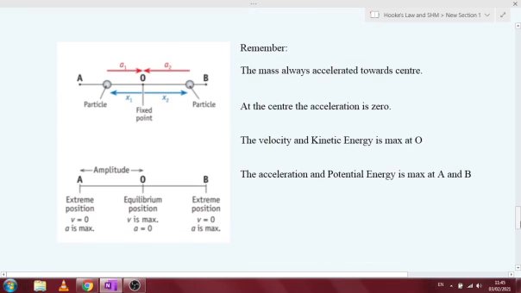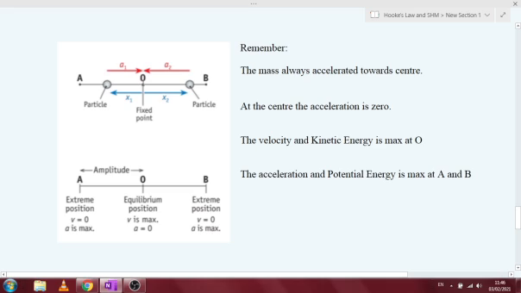As a recap of what we looked at before, here are the key things you need to remember. If we take a look at this particle that's moving over this range A to B, we have A here, B here, and then we have the fixed point at the center, that's O. The mass is always accelerated towards the center. So when it starts off at A, it's going to have maximum acceleration. It accelerates towards O. As soon as it gets to O, it's going to start decelerating, because it's slowing down. Once it gets to B, it's stopped, and then it's going to accelerate backwards. So the mass is always accelerated towards the center, and we'll see this in our simulation as well.